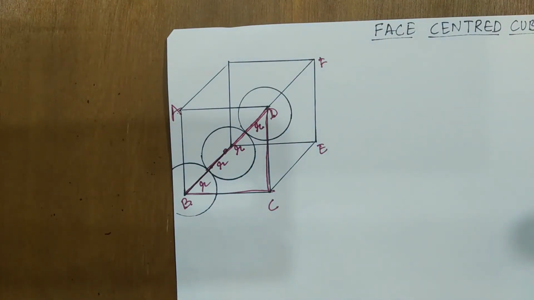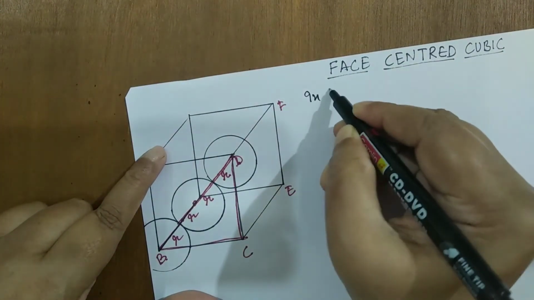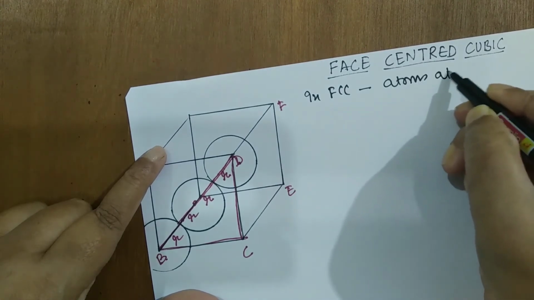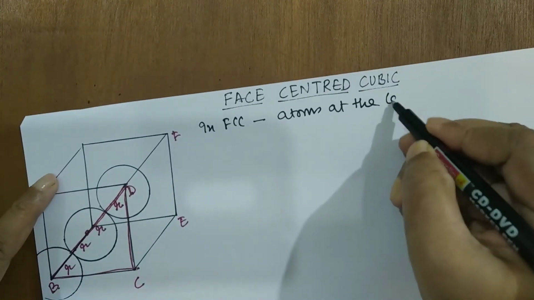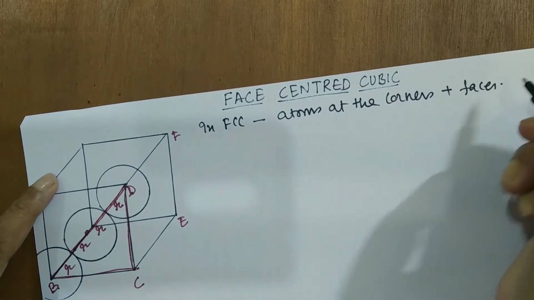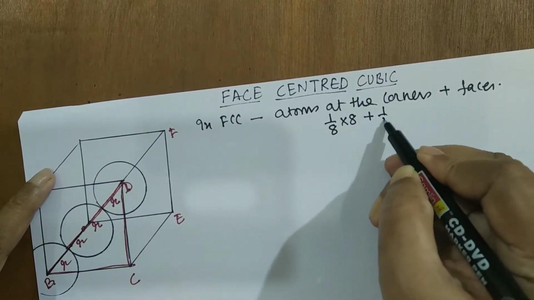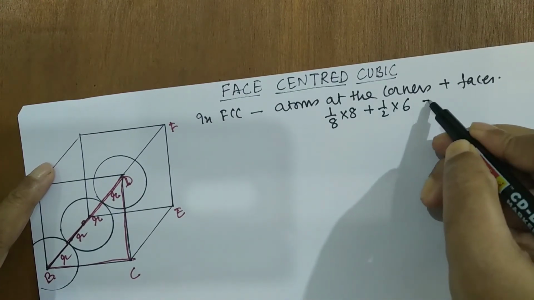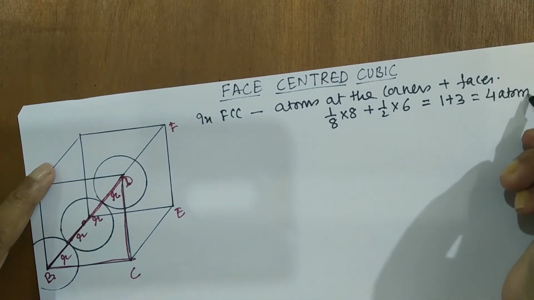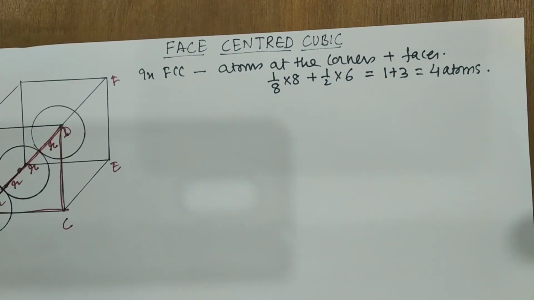Now in FCC structure, students, you know that there are atoms at the corner plus atoms at the faces. So how much is the contribution? 1 upon 8 into 8 plus half into 6 faces. So total comes out to 1 plus 3. So there are 4 atoms. This is very, very important, students. So number of atoms for a FCC structure unit cell is 4 atoms.